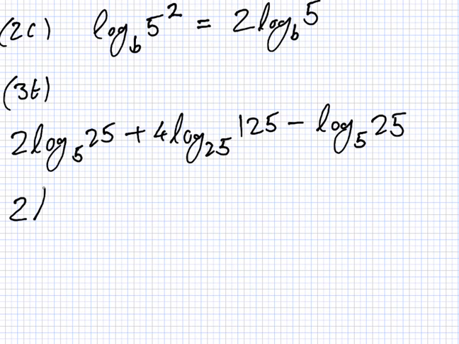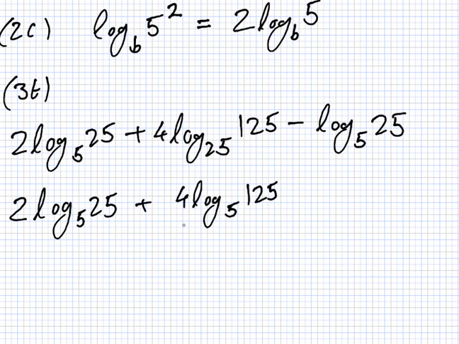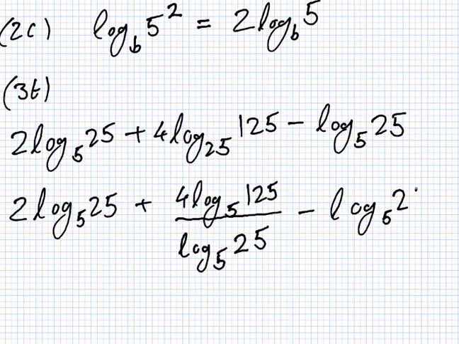You're right, you should always change it to the smaller base if you can. So the way to change a base: when you change the base from 25 to 5, the price you pay for changing the base is to divide by log of the old base. So this is the 5th rule.